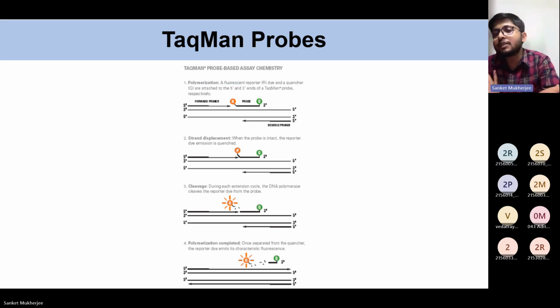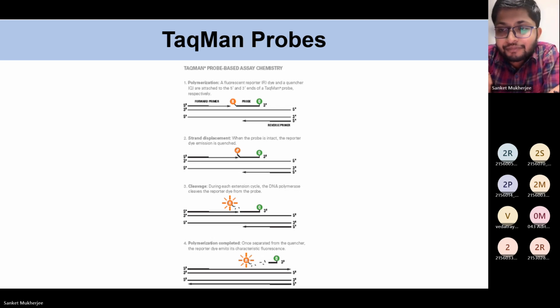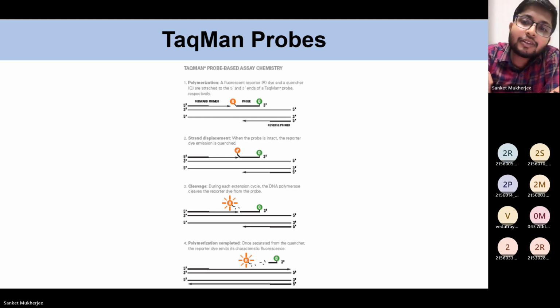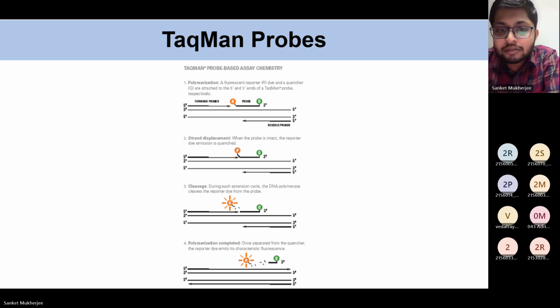What would happen if we do the same for SYBR Green? Can we do the same for SYBR Green? No, no sir, because SYBR Green binds to the double strand. Correct. So I hope everybody understood this. Yes sir, is this okay?